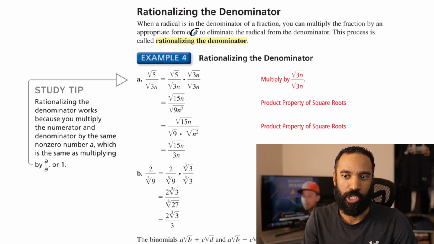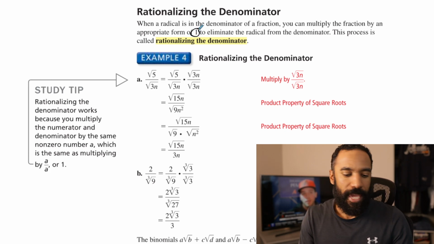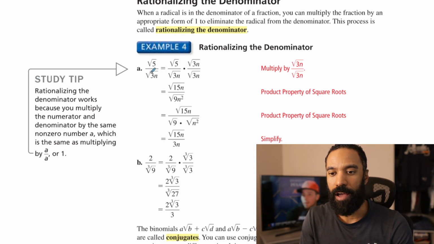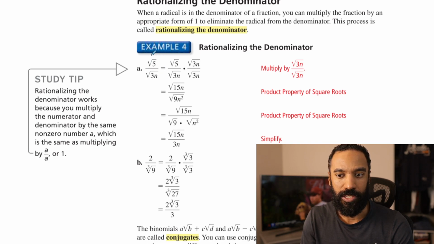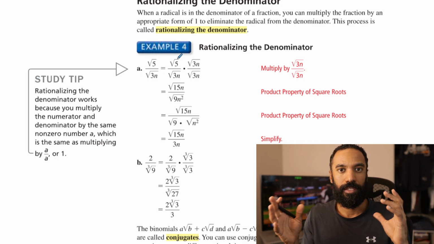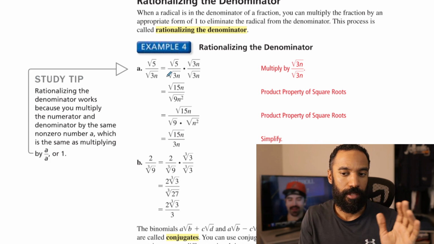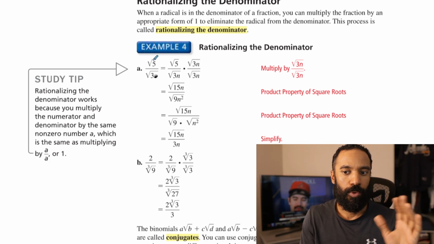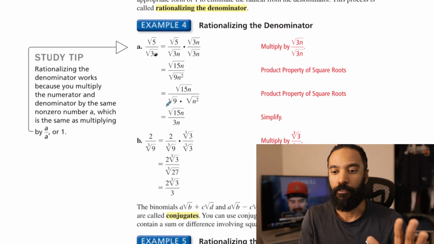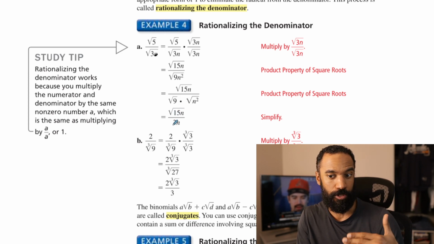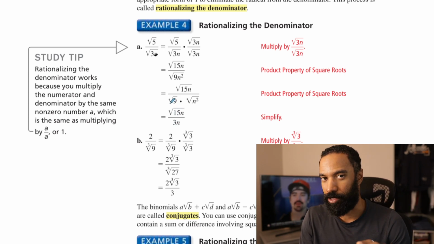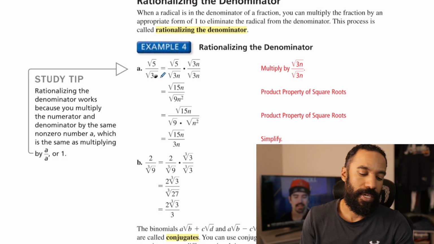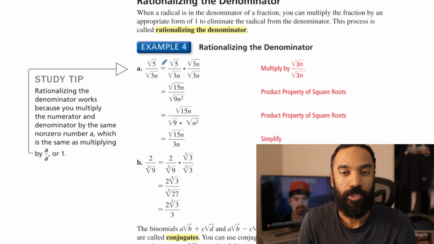This is perfect how they mentioned 1. Remember, we can't change our value. Whatever root 5 over root 3n is, it needs to stay the same value. Like, just ignore the n for a second. Root 5 over root 3 is some value. Our final answer, this root 15 over 3, still needs to be the same value. And it is. But we can't have an irrational denominator. So we multiply it by 1.